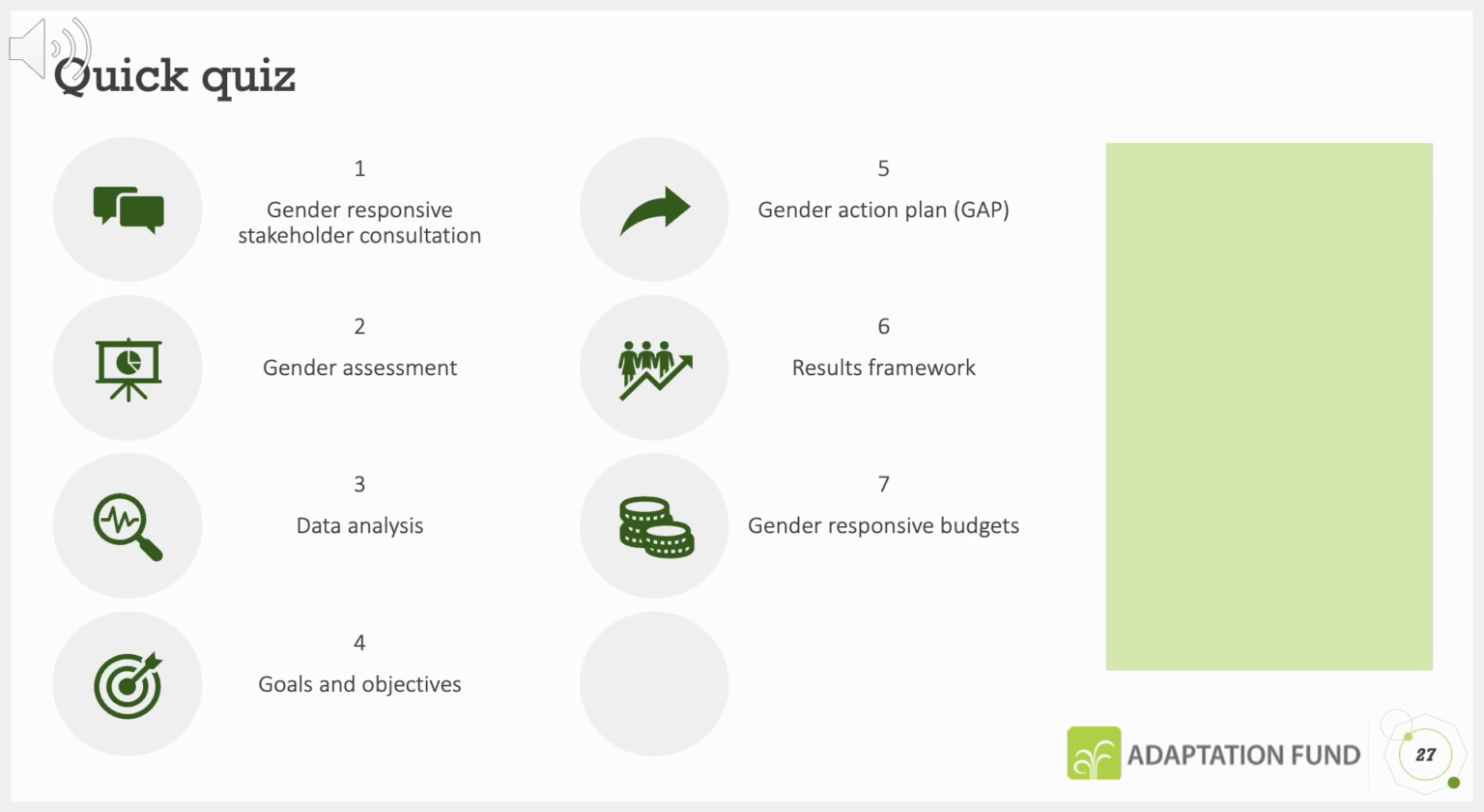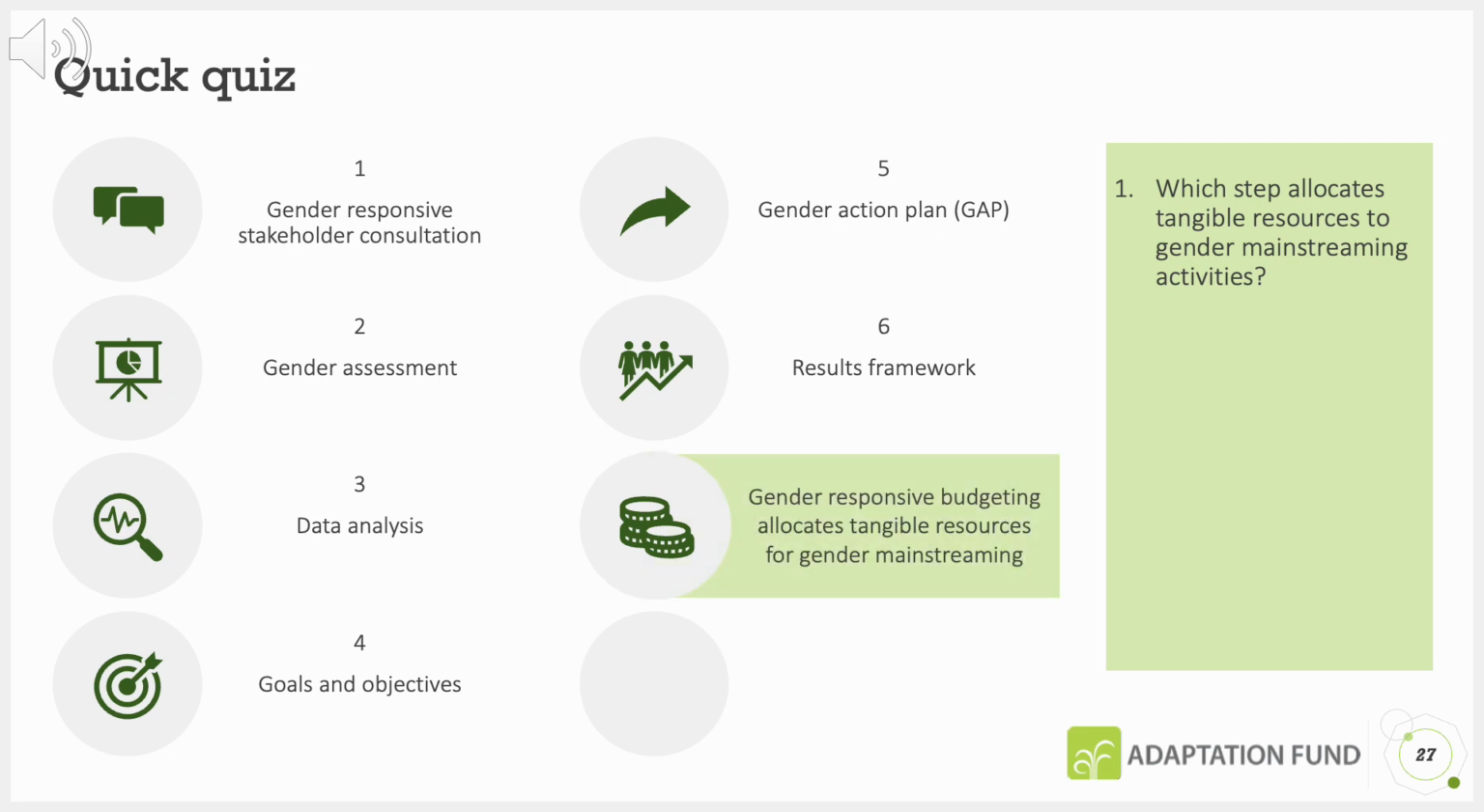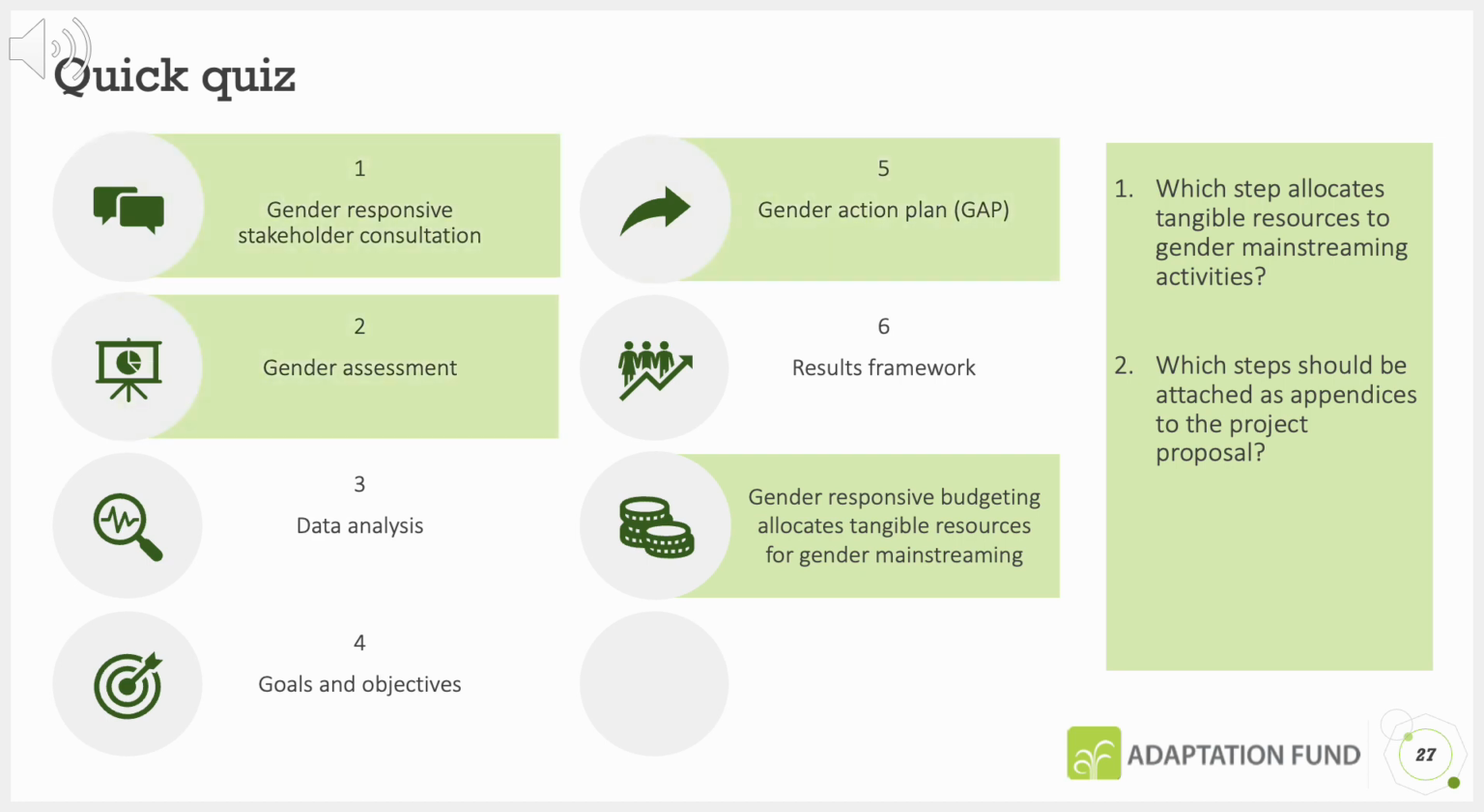Test your knowledge with this quick quiz. 1. Which step during the project proposal development stage allocates tangible resources to gender mainstreaming activities? Answer. Gender-responsive budgeting allocates tangible resources for gender mainstreaming. 2. Which steps should be attached as appendices to the fully developed project proposal? Answer. The stakeholder consultation, gender assessment, and gender action plan should be attached as appendices.